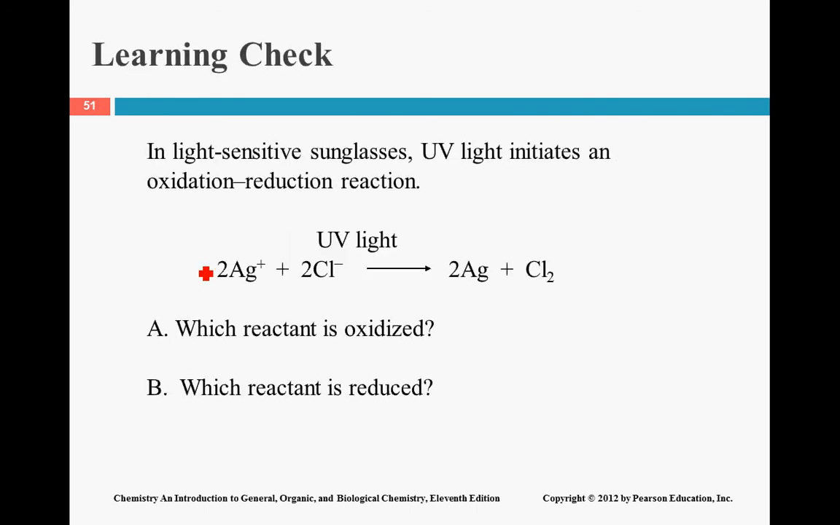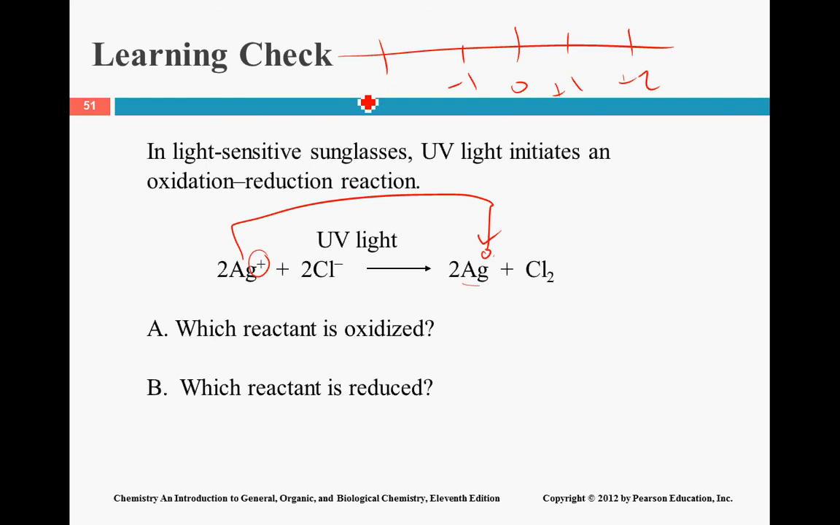Here's another example. It's not bonded to anything and it doesn't have a charge up here, so that means it's a 0. It's going from a +1 to a 0. So if we look at our number scale, here's 0, +1, +2, -1, -2. We started here, and we're going to 0. It's becoming more negative. It's going further to the left. That means it gained electrons. So if we look at LEO GER, gain electrons, reduced.